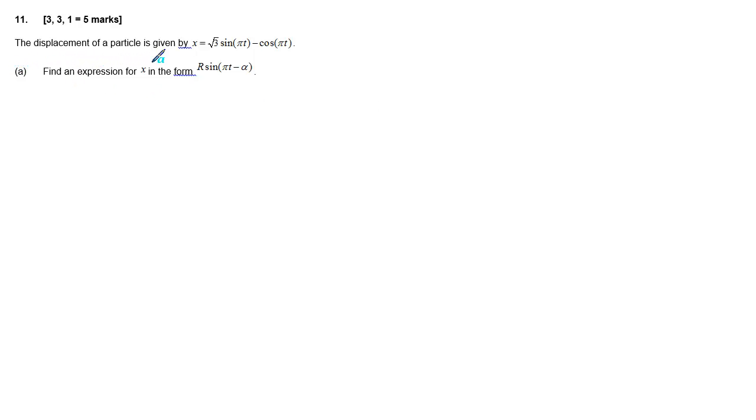The displacement of a particle is given by x is root 3 sine pi t minus cos pi t. Find an expression for x in the form r sine pi t minus alpha. So if we think about r sine pi t minus alpha, we can write that as r sine pi t cos alpha minus cos pi t sine alpha.